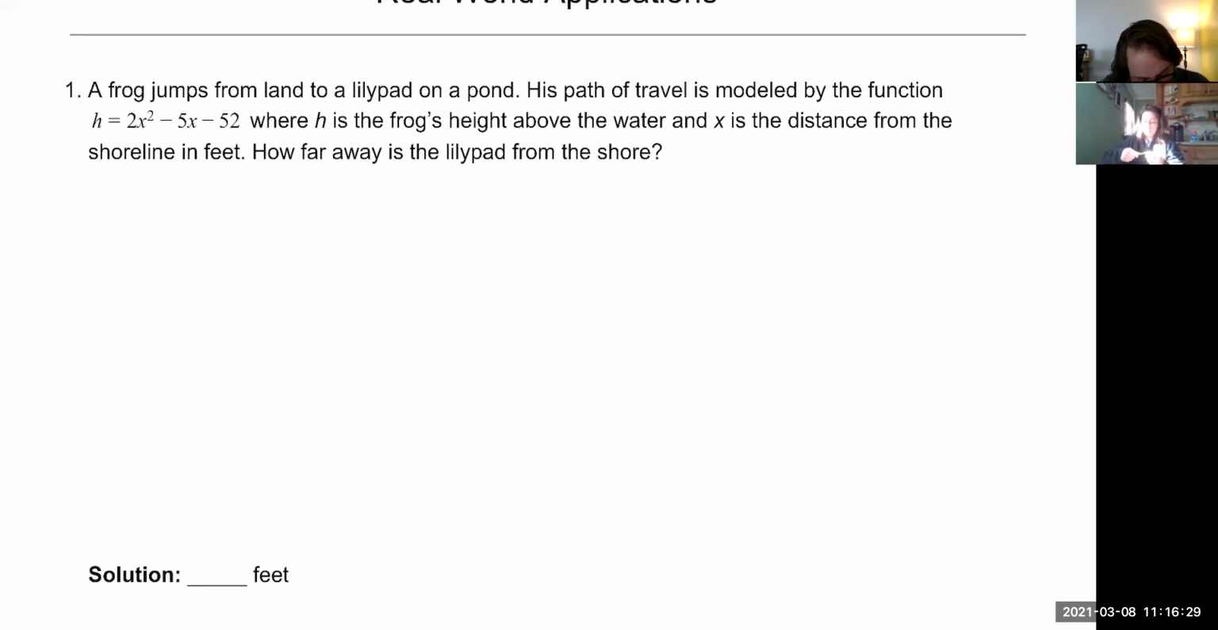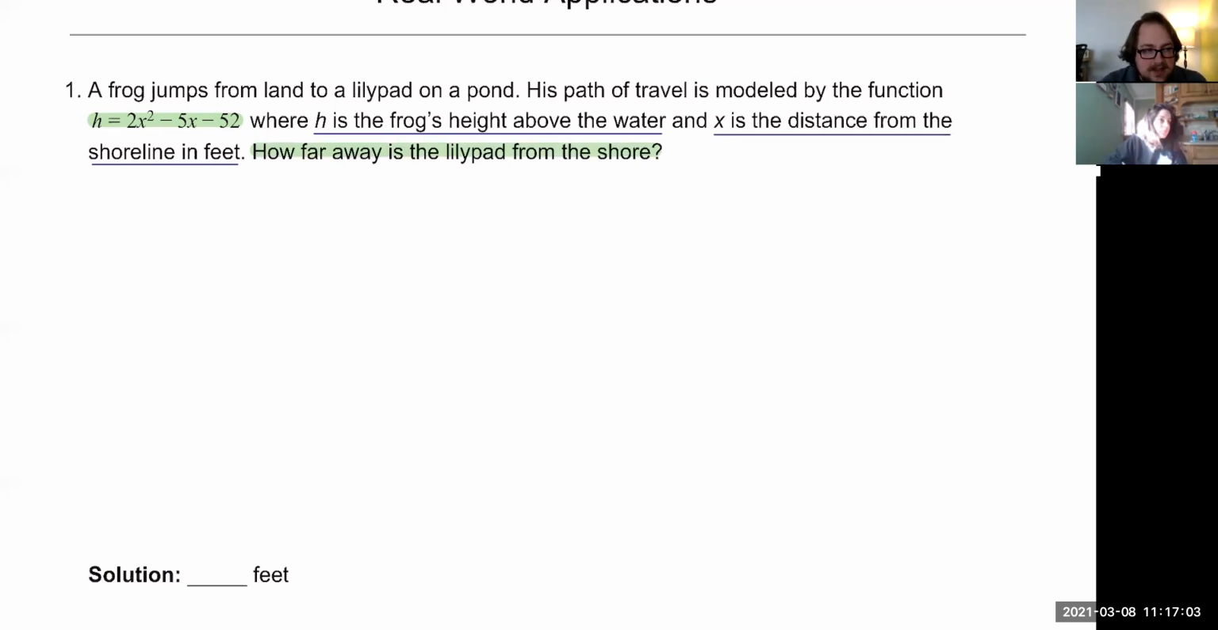First one says that a frog jumps from land to a lily pad on a pond. His path of travel is modeled by the function h equals 2x squared minus 5x minus 52. And this is where h is the frog's height above the water and x is the distance from the shoreline in feet. So the question, how far away is the lily pad from the shore?